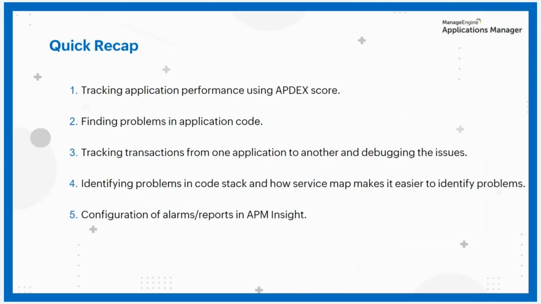Okay, so this brings us to the end of the training session. Let us have a quick recap of what we have discussed. Till now we have discussed tracking the application performance using the Apdex score, finding the problems in the application code, then tracking the transactions from one application to another and debugging their issues, identifying the problems in the code stack and how the service map will make it easier to identify the problems, and configuring alarms and reports in APM Insight.